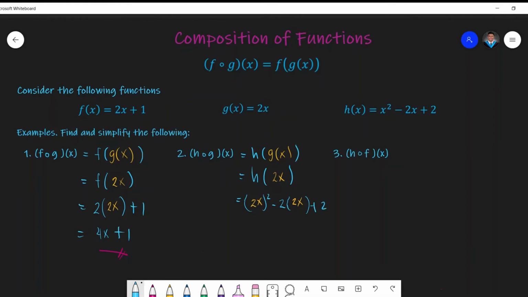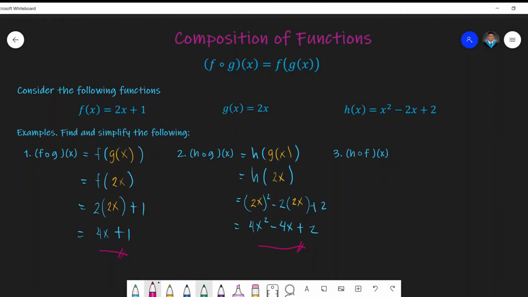Okay, so ang next natin gagawin, we just simply simplify this one. So here, 2x squared is just equal to 4x squared. Then minus, of course, 2 times 2x, that is just equal to 4x, or minus 4x, then plus 2. But of course, as you can see, this is now the simplified form of this one. There's no need to factor this out. So therefore, h composed of g of x is just equal to 4x squared minus 4x plus 2. And this is now our final answer for this example.